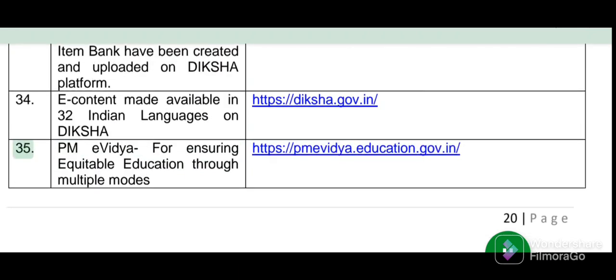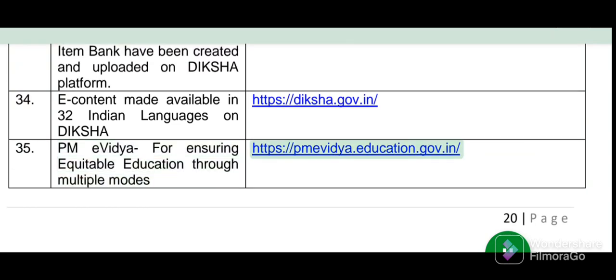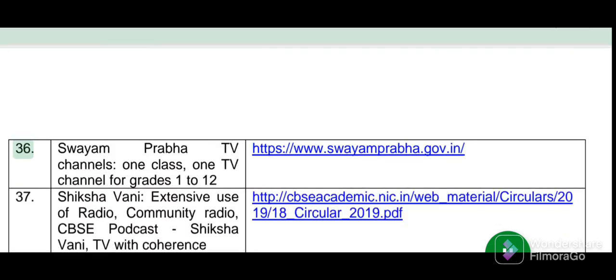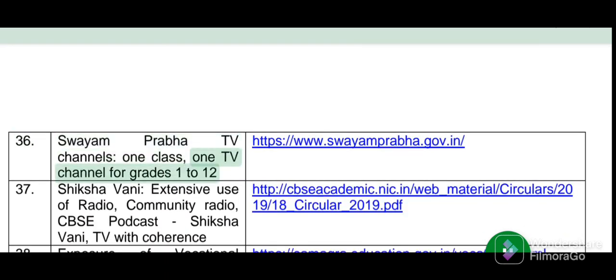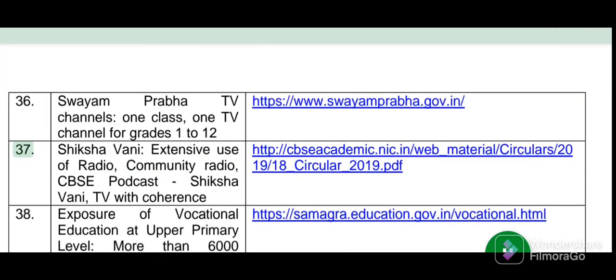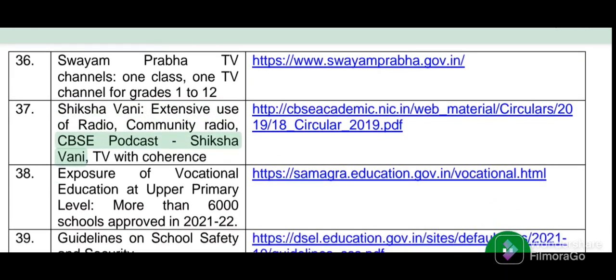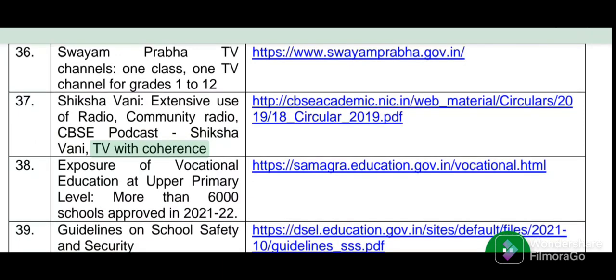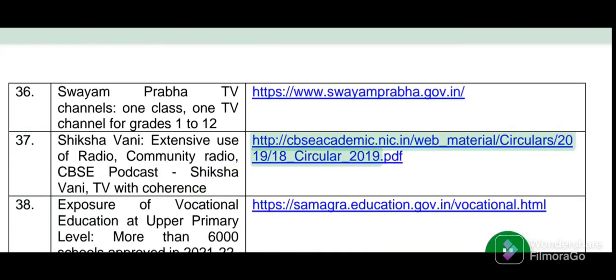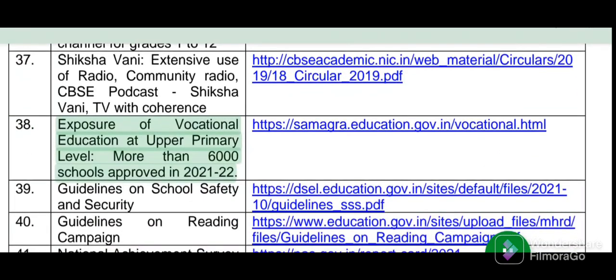35. PM eVidya for ensuring equitable education through multiple modes. 36. Swayam Prabha TV channels, 1 class, 1 TV channel for grades 1 to 12. 37. Shiksha Vani, extensive use of radio, community radio, CBSE podcast, Shiksha Vani, TV with coherence. 38. Exposure of vocational education at upper primary level, more than 6,000 schools approved in 2021-22.